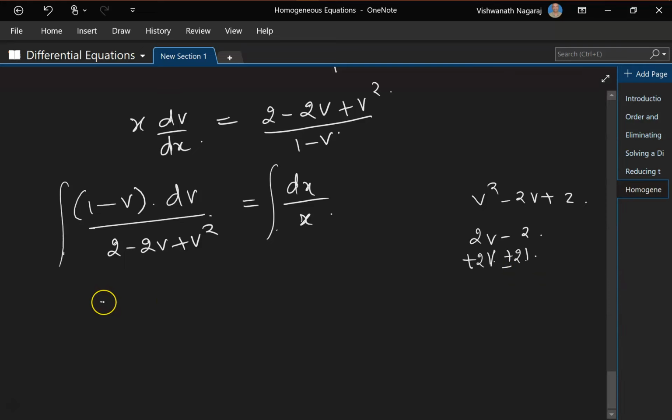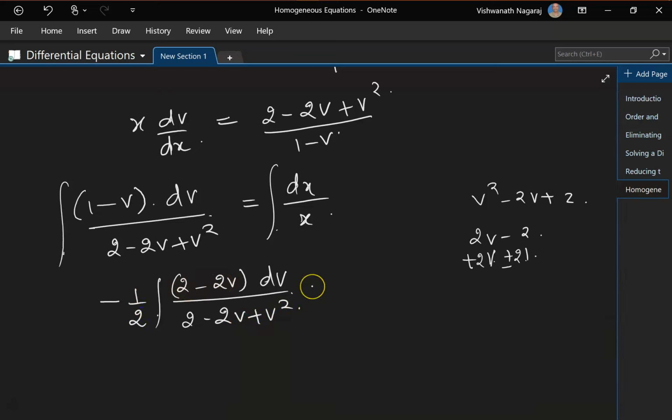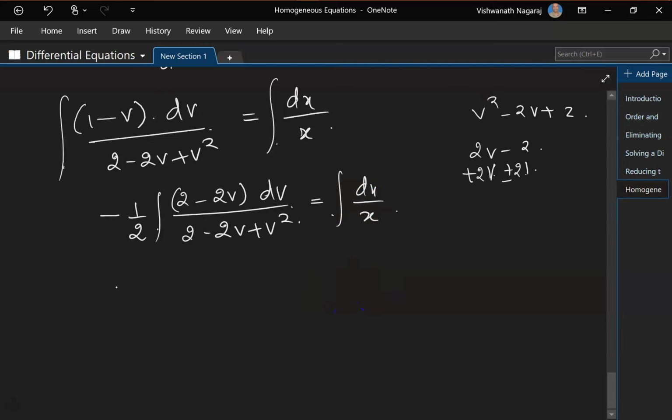So what we'll do is, first of all, we'll multiply this with minus so that the sign changes. Then we are going to multiply it with 2. So 2 minus 2v dv by 2 minus 2v plus v square. But here in the numerator we have multiplied it with 2, so divide by 2 to equalize it, is equal to integral of dx by x. Now we have it in standard form, so we can integrate it.